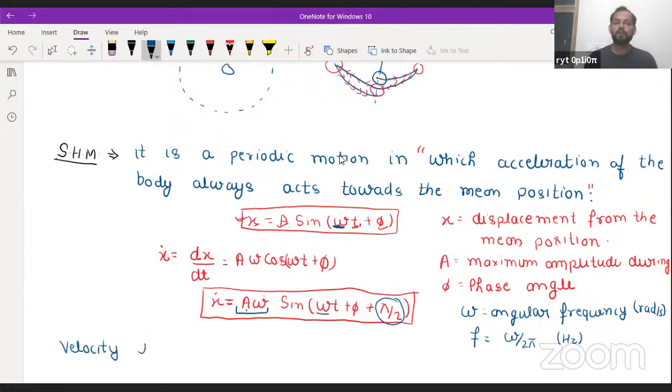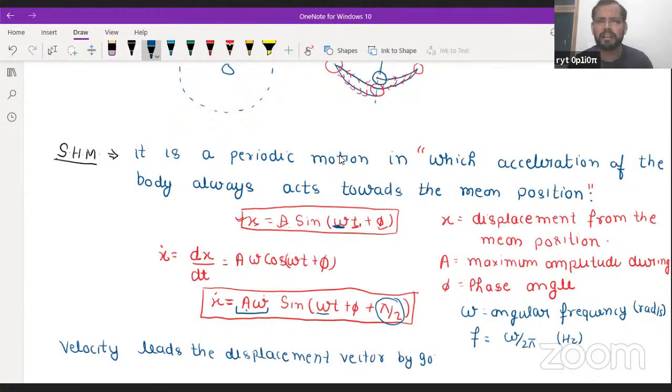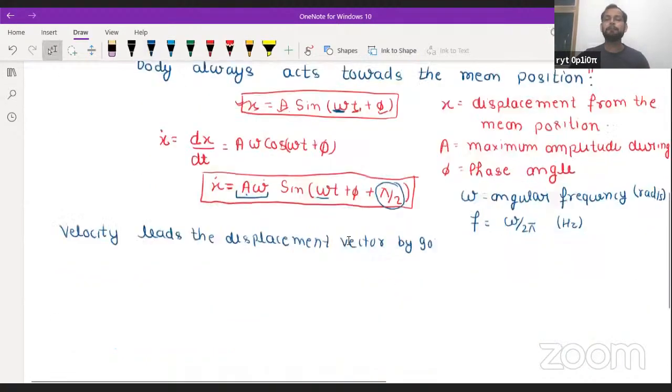leads the displacement vector by 90 degrees. Now what do you understand by the 90 degrees? I will show you the physical meaning of that term.